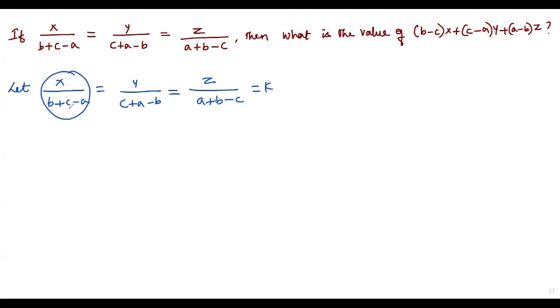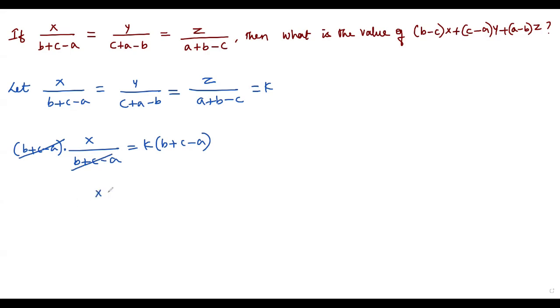First, let me equate the first quantity, that is x over (b + c − a), to k. Then I'm getting x over (b + c − a) equals k. Okay, now I'm going to solve for x in this equation. For that, I have to get rid of the denominator b + c − a. For that, I have to multiply both sides by b + c − a. When I do so, b + c − a will cancel out. I'm getting x equals k times (b + c − a). I've solved for x when I equate the first one to k.